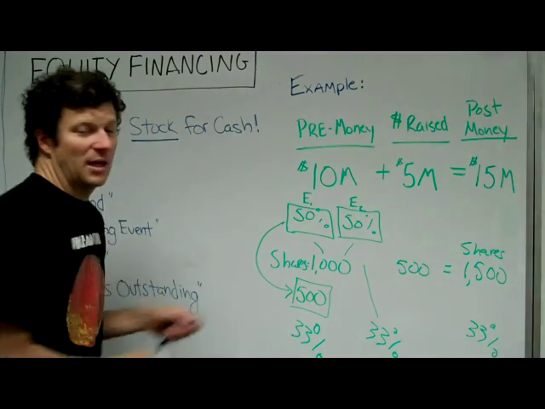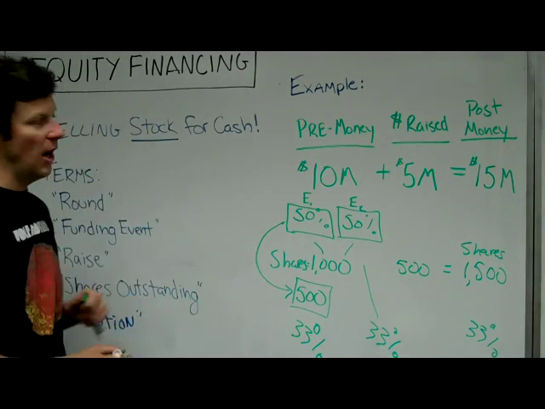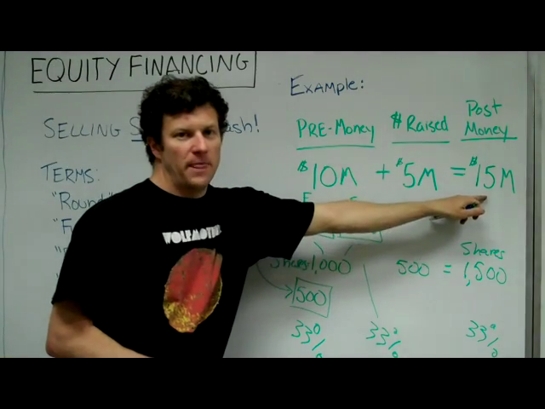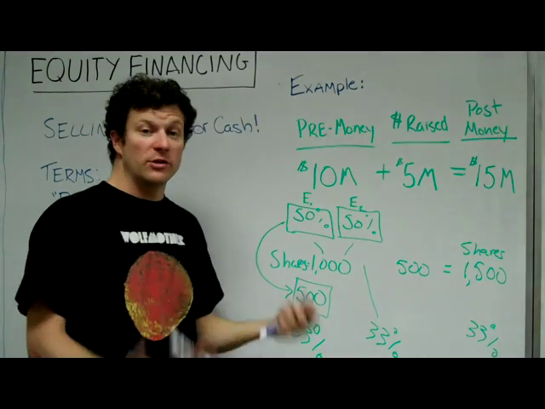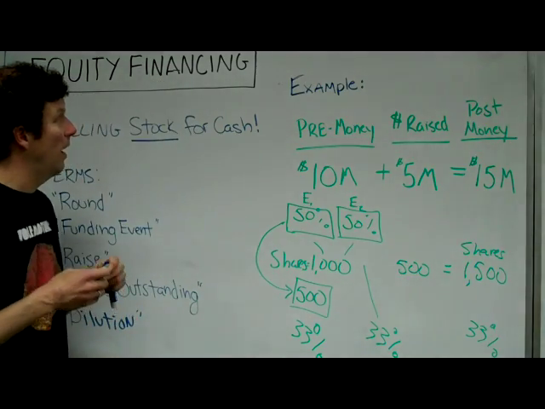So basically that's the concept behind equity financing: you are selling stock for cash, and there's a simple math equation that happens here, and that tells you how many new shares you need to issue, and therefore what percentage of the company is owned by the new investor.